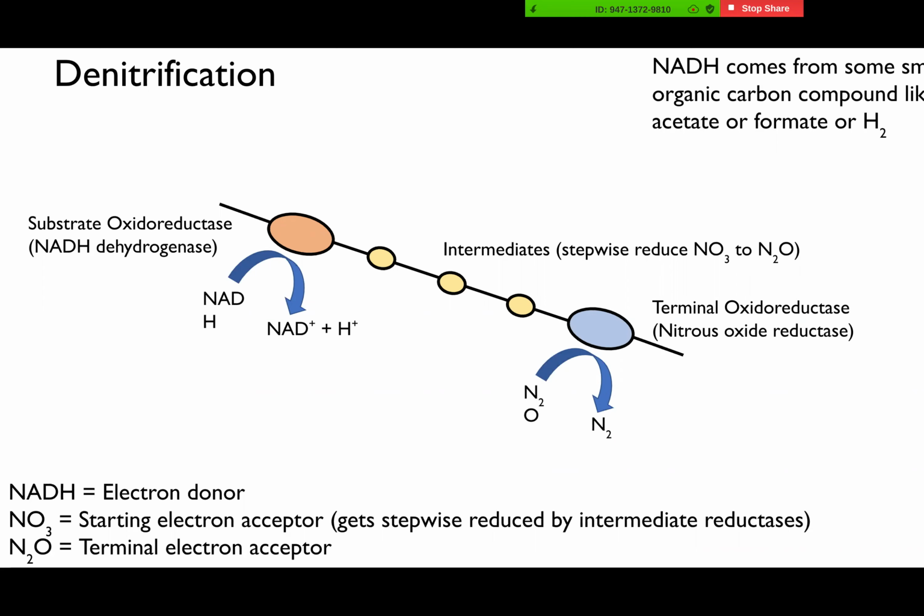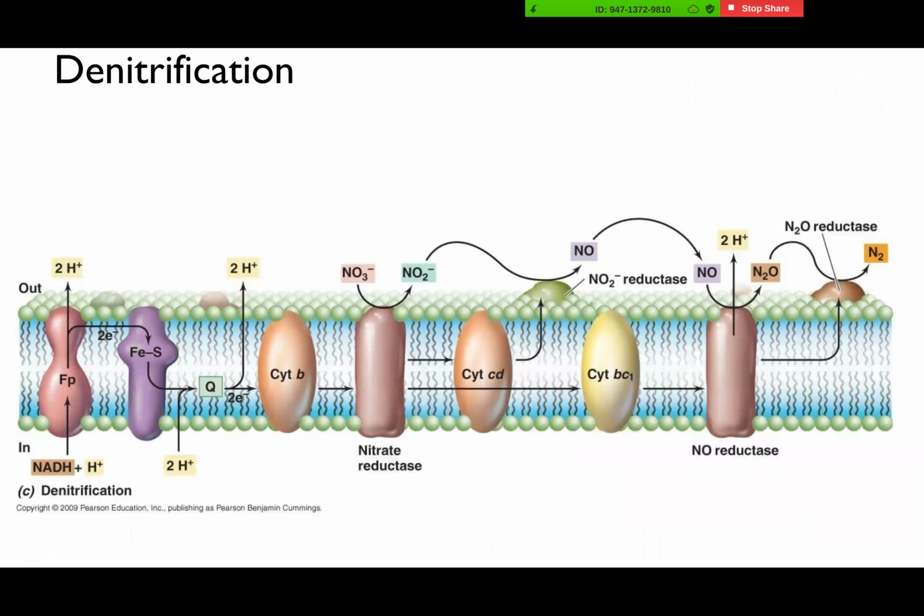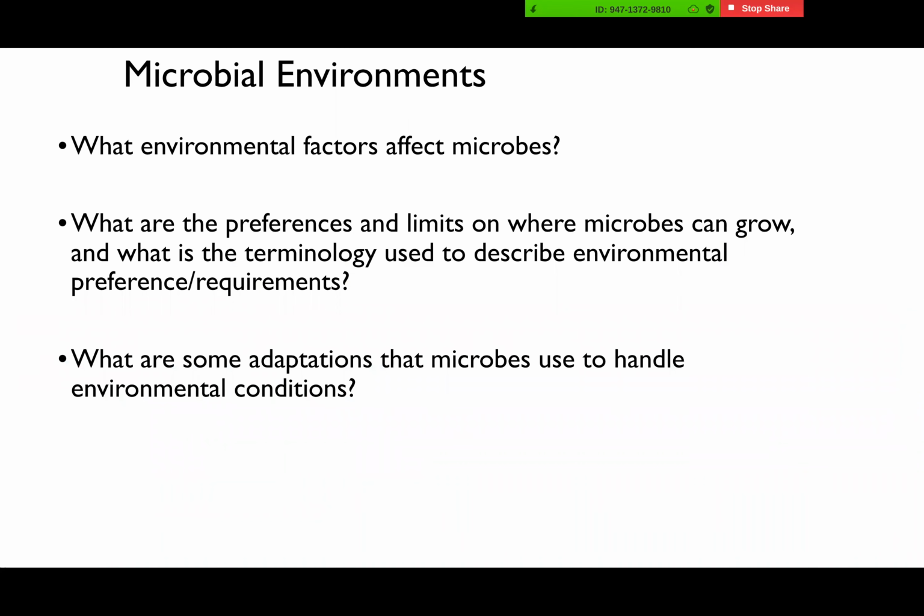So this is what we have for denitrification. It's kind of a special case. It has this really interesting intermediate pool, which powers the reduction of nitrate all the way to nitrous oxide. And this is what this looks like in real time. So we have that NADH dehydrogenase here, passing the electrons down through a series of enzymes, again, stepwise reducing nitrate to nitrite to nitric oxide, and then finally to nitrous oxide, and then eventually N2 gas. So denitrification is kind of a special little process.